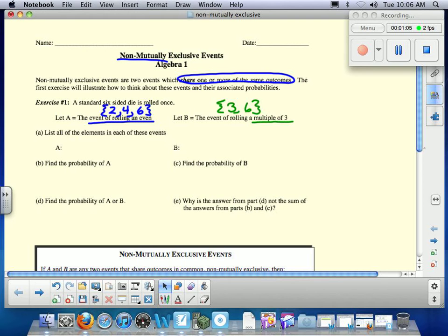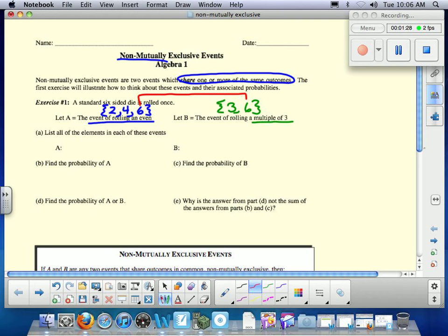Okay. Real quick before we even get started with the questions, do we have any overlap there? Yes. Do we have any sharing? Okay. So that tells us that we are non-mutually exclusive because we have some sharing going on. Two things that can happen at the same time. That 6, if it shows up, fits both categories.